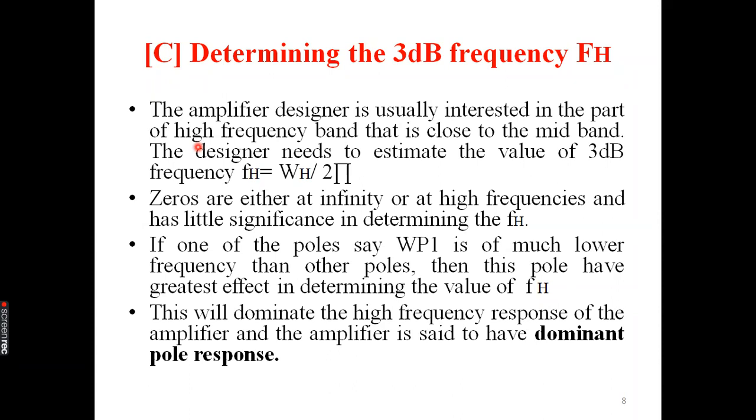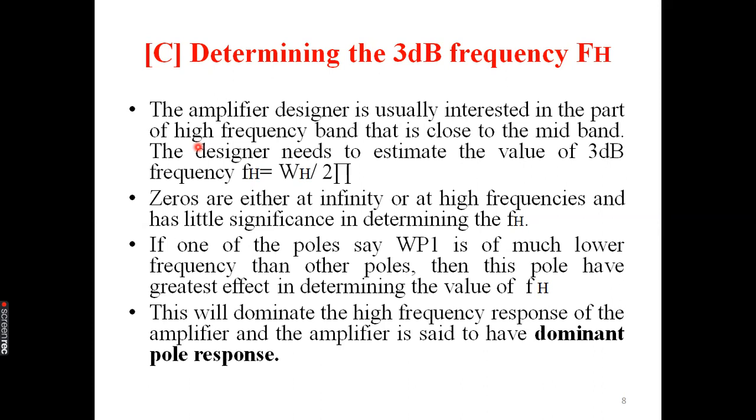So you may ask why we are specifically multiplying by 1 by root 2. Why can't we go for some other factors or some other fraction? Because multiplying by 1 by root 2 with voltage gain is equivalent to multiplying by 1 by 2 with power, because power is V square by R, whereas gain is proportional to voltage. I hope you are getting my point. Power is proportional to the square of the voltage, whereas gain is proportional to voltage.